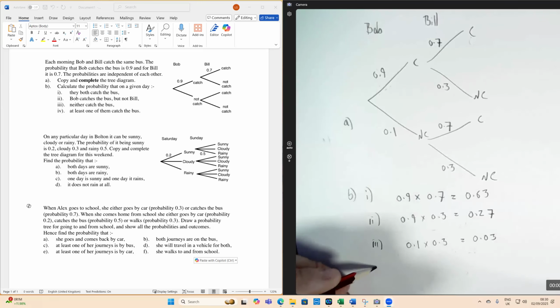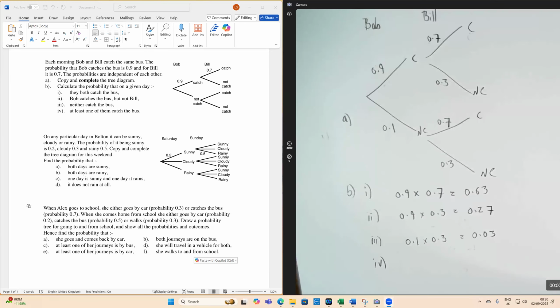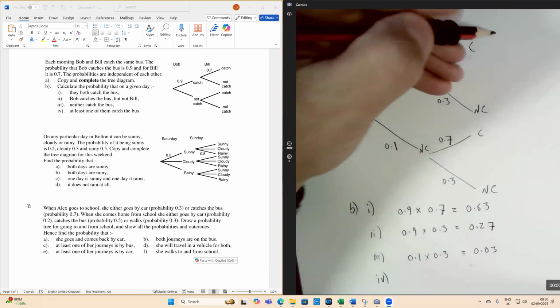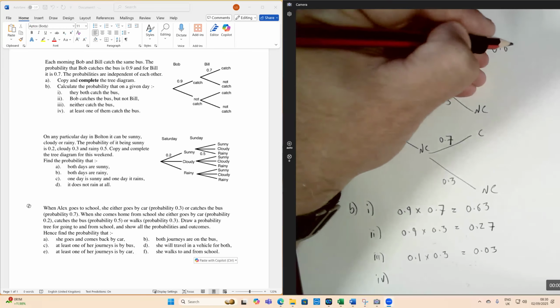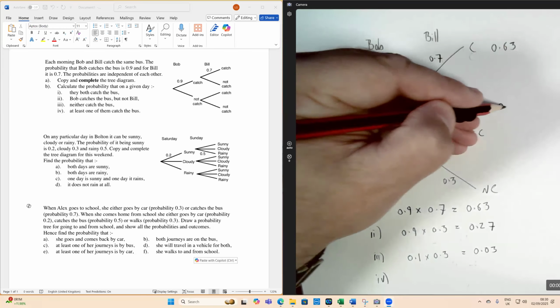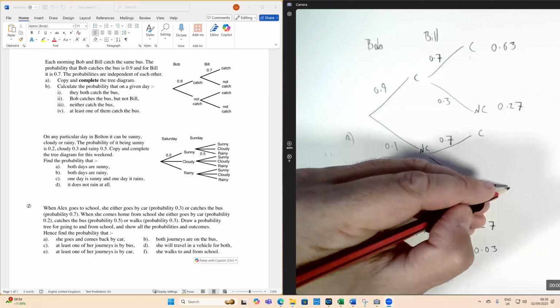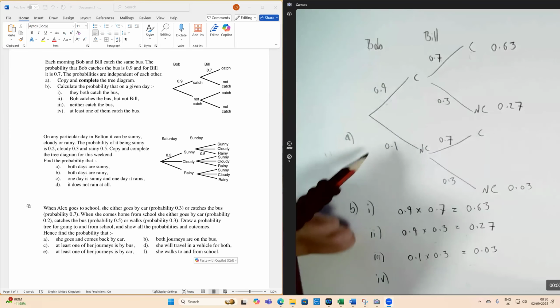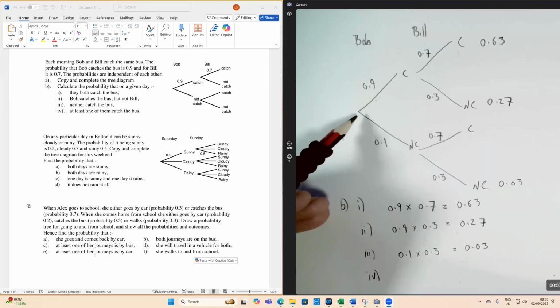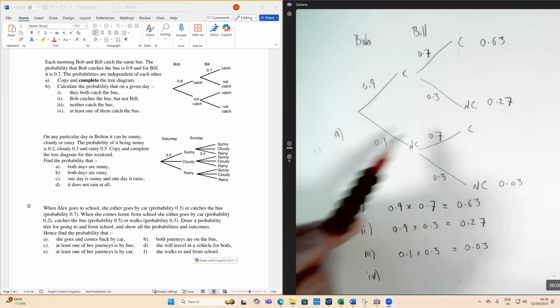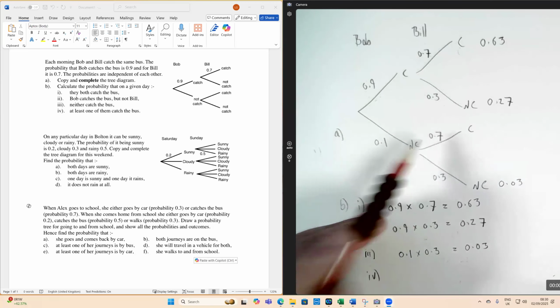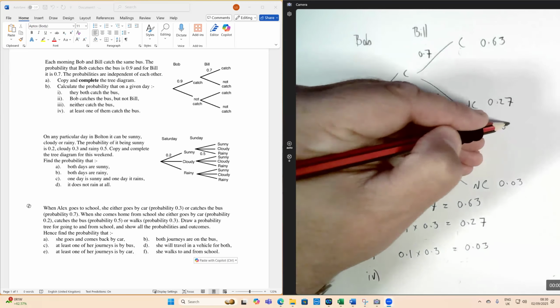And then finally, for this question, we have what is the probability that at least one of them catches the bus? Before I do that, let me just work out the probability for the remaining branch. We know that this one, that they both catch it, is 0.63. We know that this one is 0.27. That's Bob catches it and Bill misses it. And we know the probability that they both miss it is 0.03. So just to complete this, let's now work out the probability that Bob misses it and Bill catches it. That's going to be 0.1 times 0.7, and that will be 0.07.